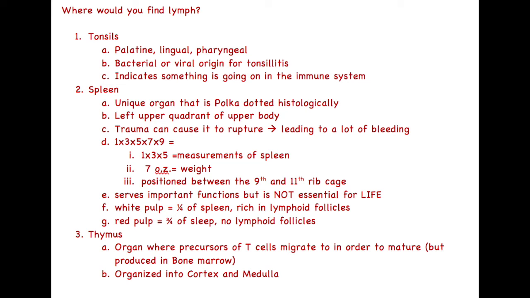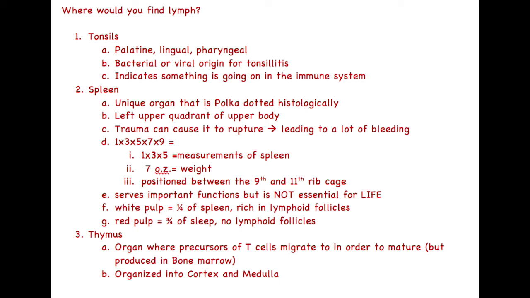And basically, when you get a sore throat and you get tonsillitis, it can have either a bacterial or viral origin. And this indicates that there's something going on in your immune system when it's inflamed. So it's a good way to indicate that something's wrong, like your immune system's down, and it causes inflammation of the tonsils.